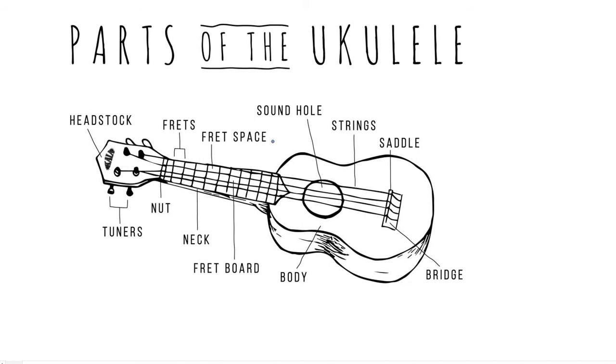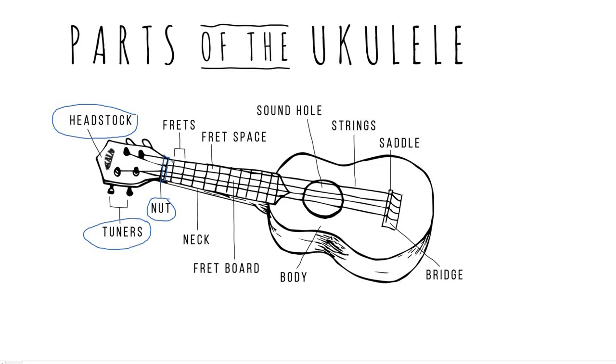So let's try to understand which are the different parts of the ukulele. There is the headstock, which is the topmost part of the ukulele. Then we have four tuners for the four strings of the ukulele, followed by a nut, which is this plastic portion of the ukulele on the top.